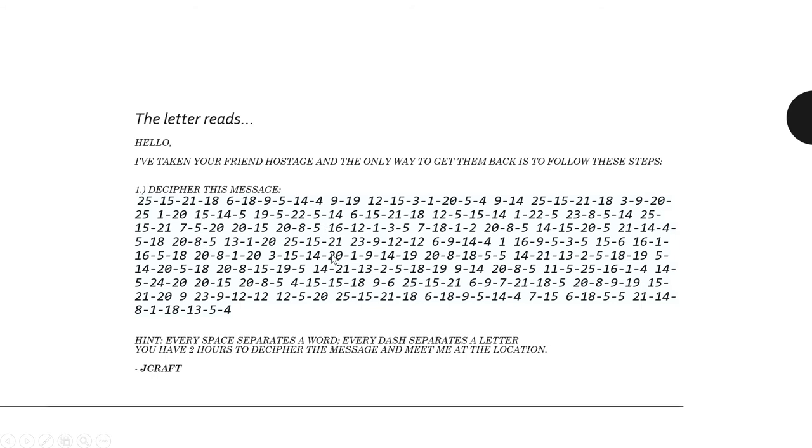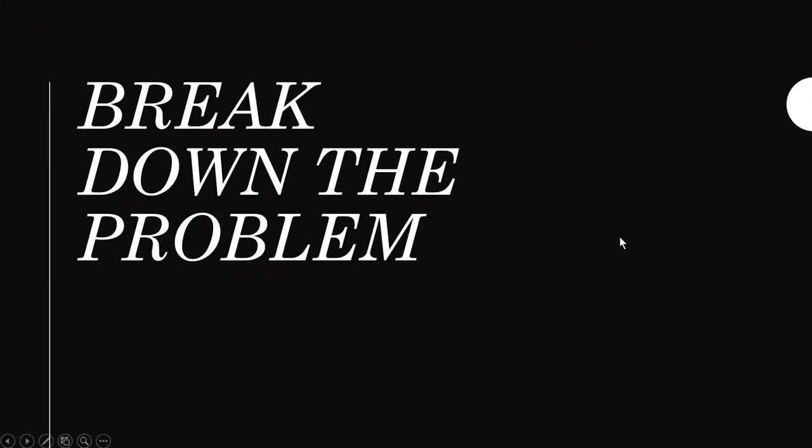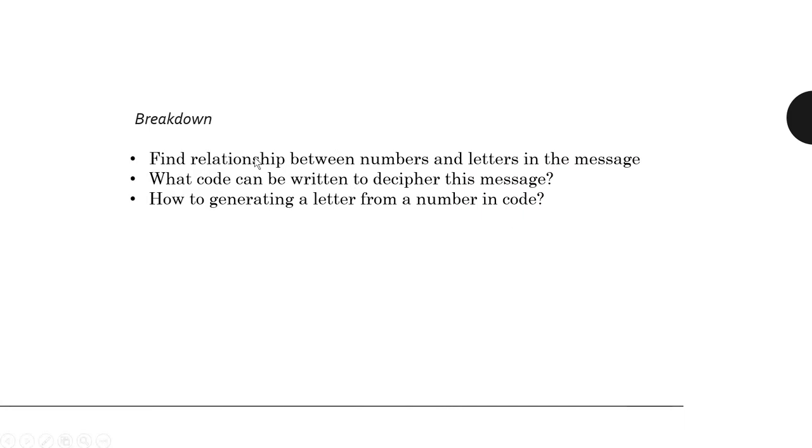J-Craft. So if we first look at this message, we see it's just random numbers all throughout this message. But if we look at the hint, it says every space separates a word and every dash separates a letter, which from there we can pretty much assume that this message and the numbers are associated with letters in the alphabet. So the first thing we need to do is break down the problem. The first thing we need to do is find a relationship between numbers and letters in this message.